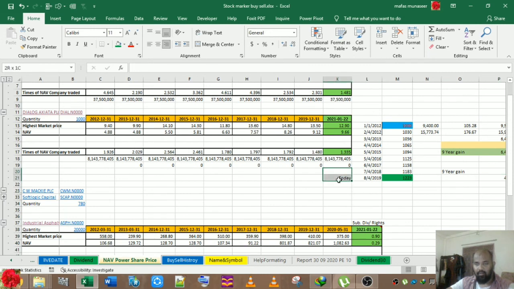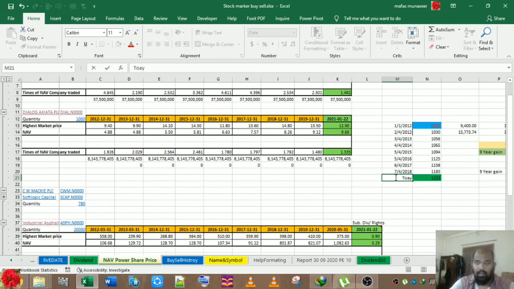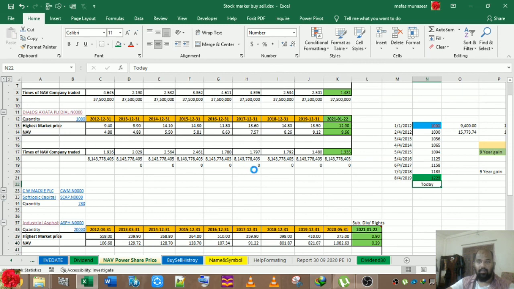In here some data is going to come, so for that I have to move this one a little bit. Let's see, keep it in here. I mark it on here today. Today this much amount of shares here. So, makes sense.